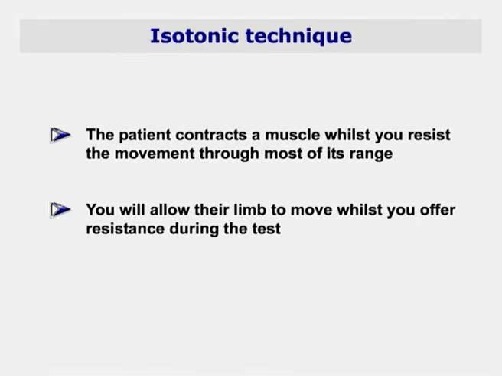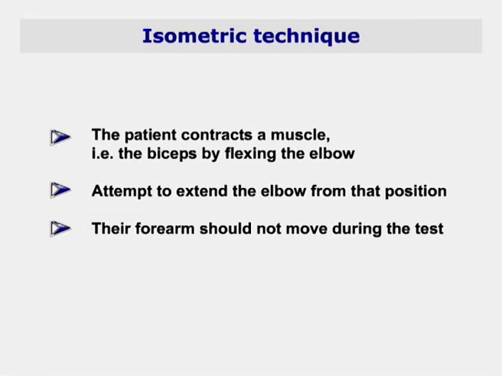There are two basic ways of conducting power tests. The first is to get the patient to contract the muscle whilst you resist the movement through most of its range. This is referred to as isotonic contraction. The second preferred method is to get the patient to contract the muscle, like the biceps, by flexing the elbow, and you attempt to extend the elbow from that position.